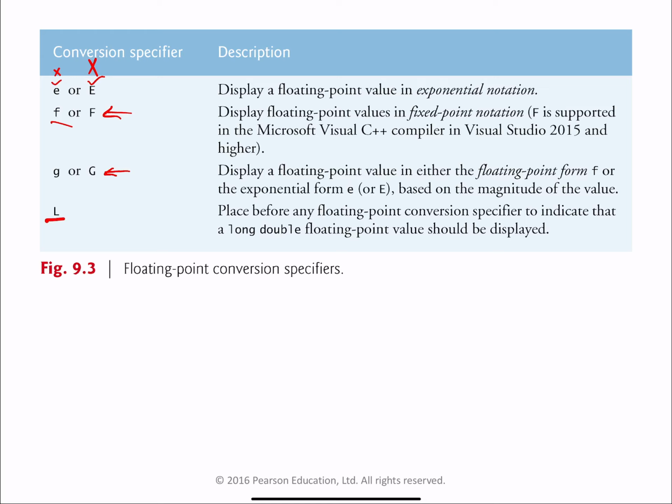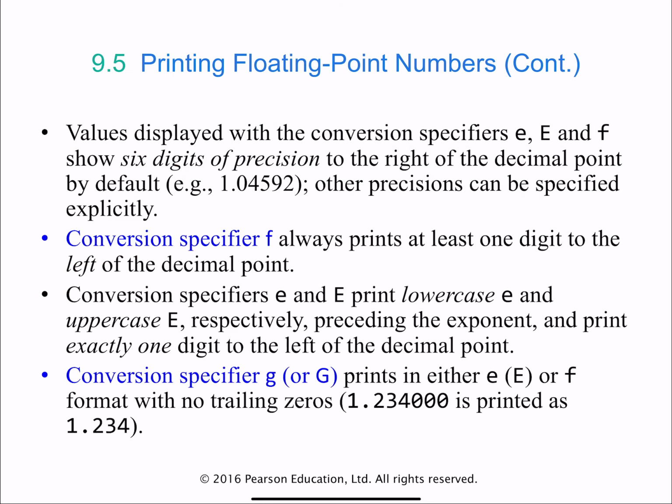And also capital L placed before any floating point conversion specifier to indicate that a long double floating point value should be displayed. Okay, so let's look at some examples. Oh, and by the way, we have two versions for the G specifier, lowercase g and uppercase g.